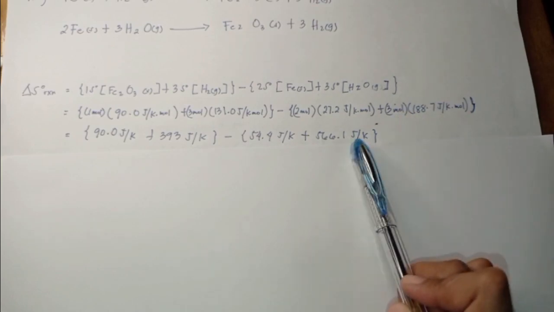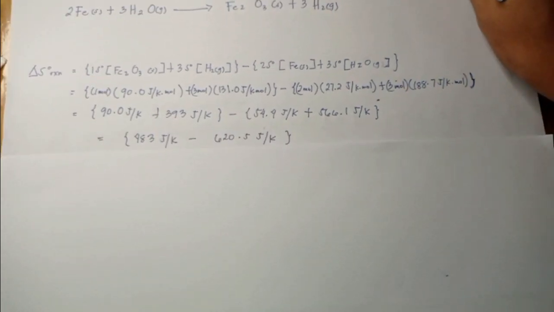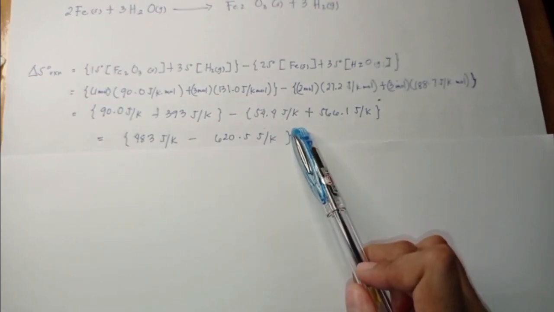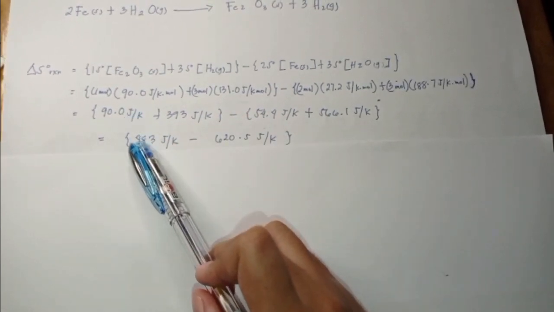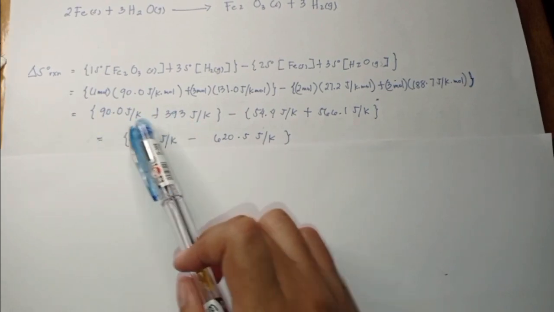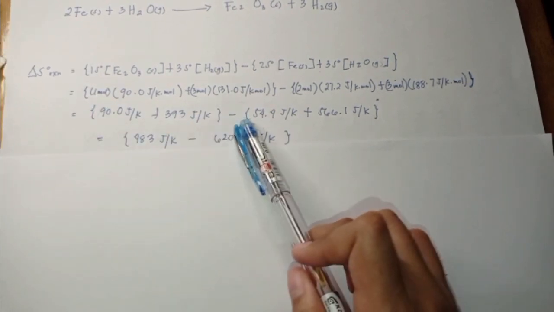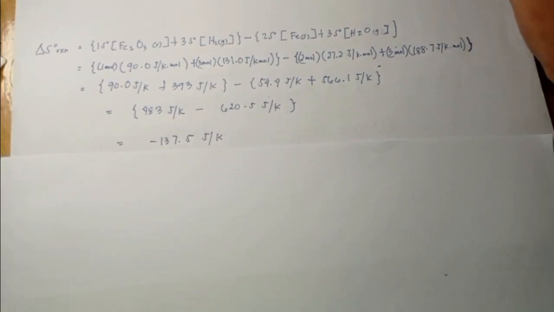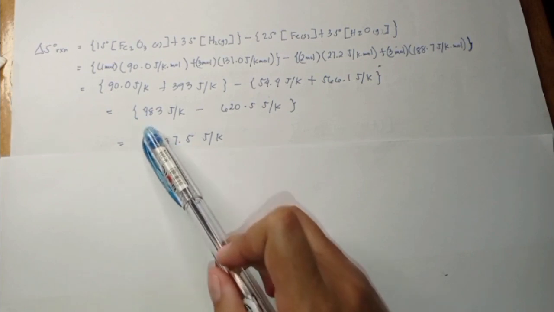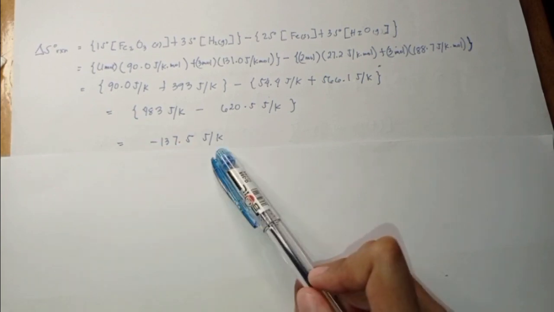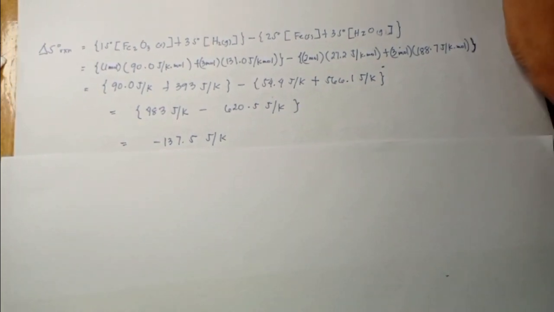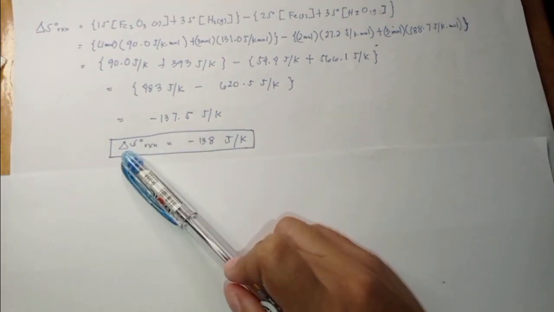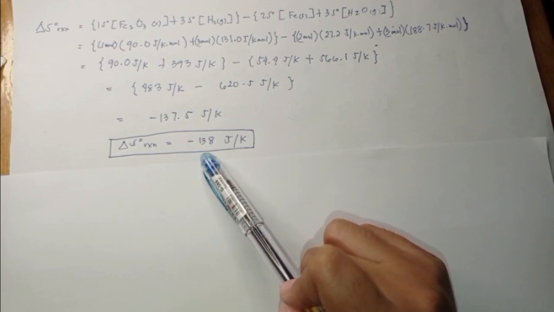The result is 483 joules per Kelvin minus 620.5 joules per Kelvin. We will have negative 137.5 joules per Kelvin. And for the final result, we will have standard entropy equals negative 138 joules per Kelvin.